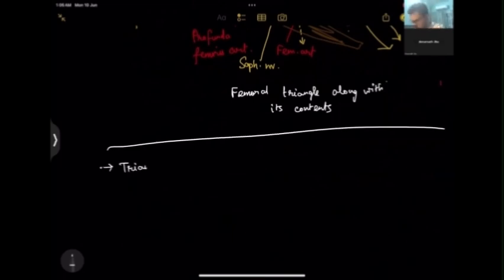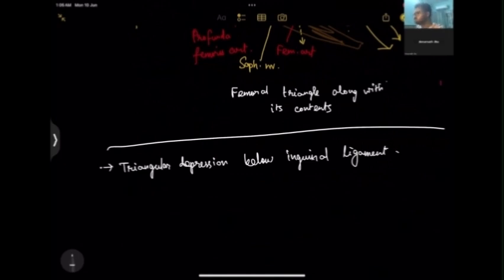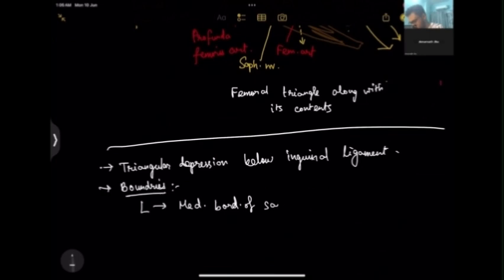Triangular depression below the inguinal ligament. Boundaries. Actually, I'm just writing short forms. Medial border of Soleus. See, these things are very important. Medial is anatomy, okay? Medial border of this muscle, lateral border of that muscle, upper border of this muscle, lower border of this muscle. These are the fine tidbits that you need to manage. You can't let them slip out. If you don't get one point, this border, you lose half marks.